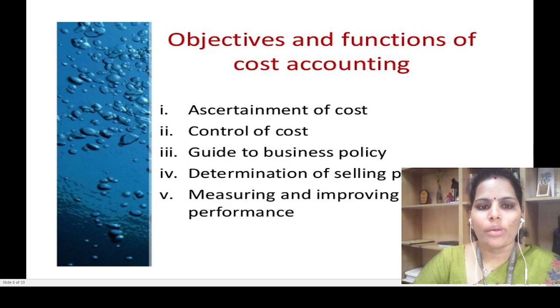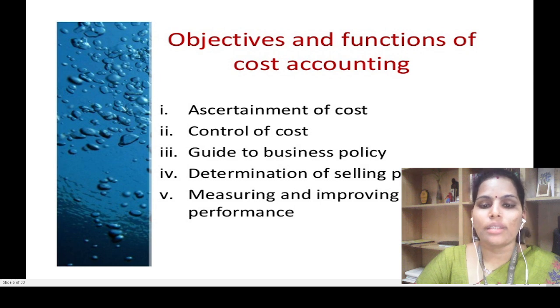The second objective is control of cost. If you calculate the cost, we can find out whether we are spending more or less. If you are spending more, what is the reason for it? All that we can find out with the help of cost accounting. Also, it helps to form business policies. What type of policy can we make? For example, purchase policy, pricing policy, and other decision making. All those things we can do when we prepare the cost accounting.